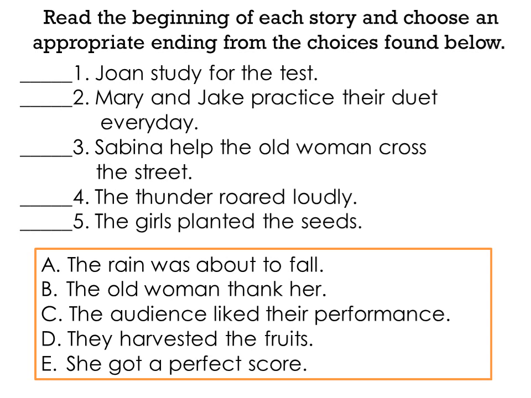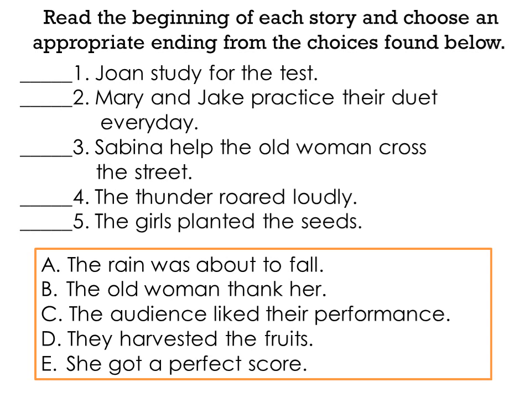So let's answer number 1. The correct answer in number 1 is the letter E. She got a perfect score. Number 2. Mary and Jake practice their duet every day. So the correct answer is letter C. Number 3, Sabina helped the old woman cross the street. The correct answer is letter B.